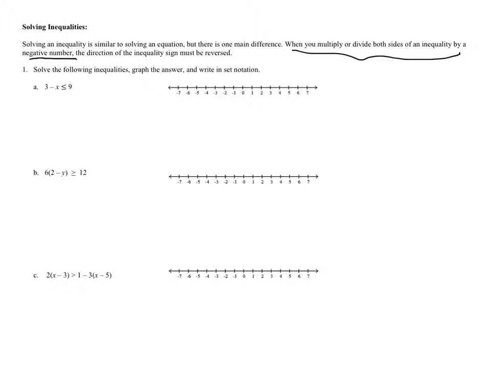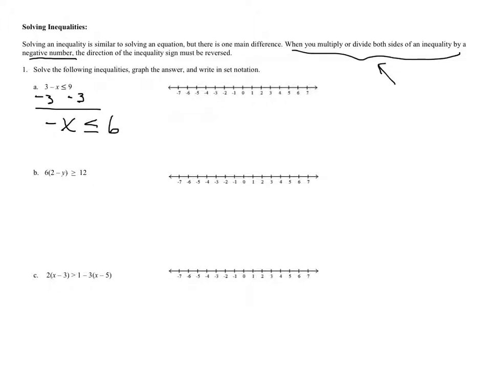Okay, let's take a look at A. What I'm going to do is pretend that it is like a regular equality, just knowing in the back of my mind that extra thing that I just told you about. So here we go. I'm going to subtract 3 from both sides. So -x is less than or equal to 6.